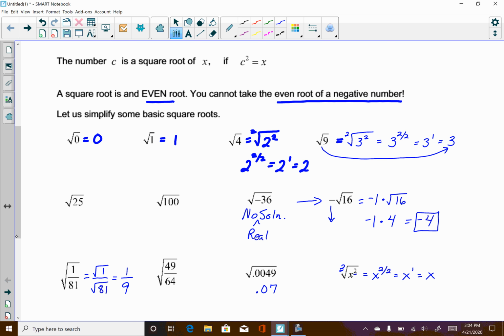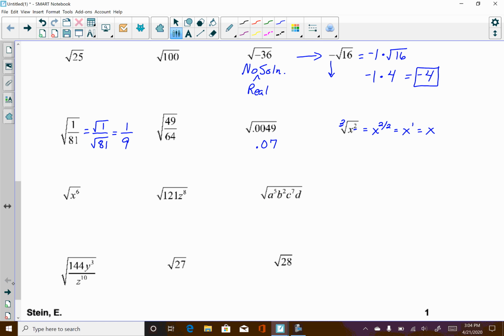And then if we move on down to the next row, as long as they are even powers, we can just look at it here. This is the second root. So as long as it's an even number, this is the same as x to the 6 divided by 2, or x cubed. I'm going to let you try the next one. You'll be taking the square root of 121. We're taking the square root of z to the 8th. Let's get on over to the next one.